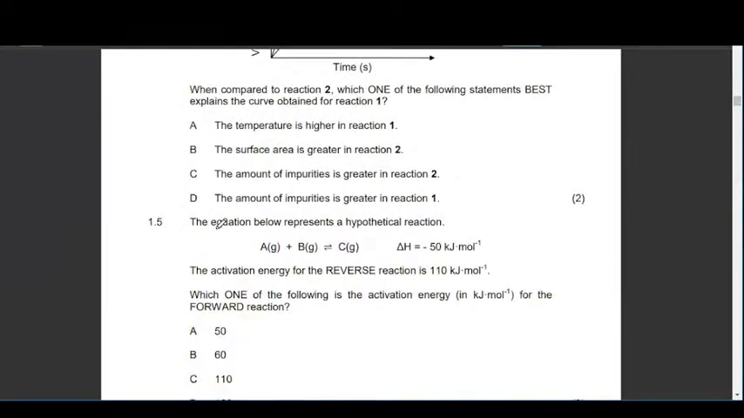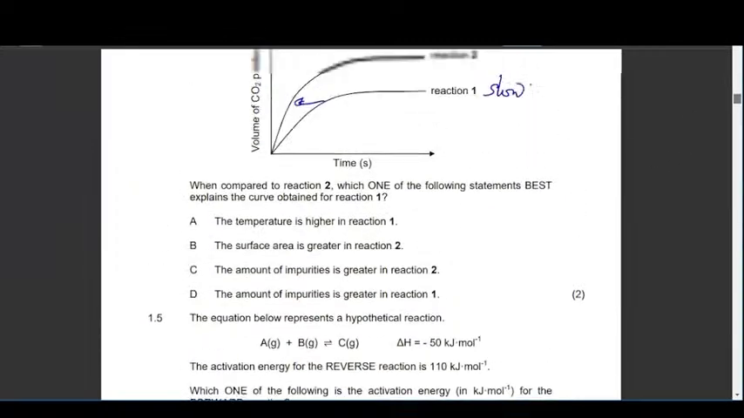They're saying that the temperature is higher in reaction 1. No. The surface area is greater in reaction 2. It's a gas. The amount of impurities is greater in reaction 2. If the amount of impurity is greater, then reaction 2 would have been slower.